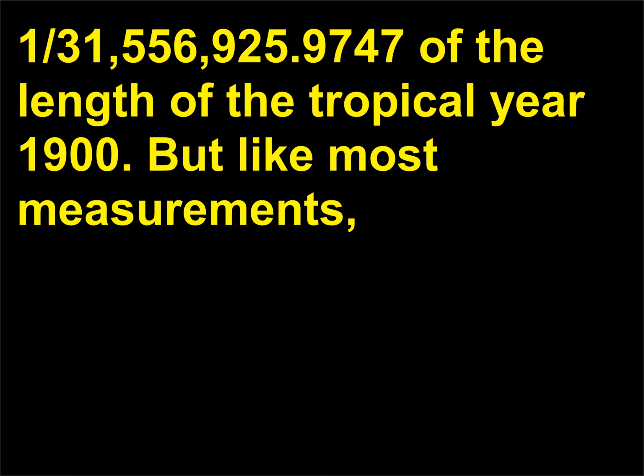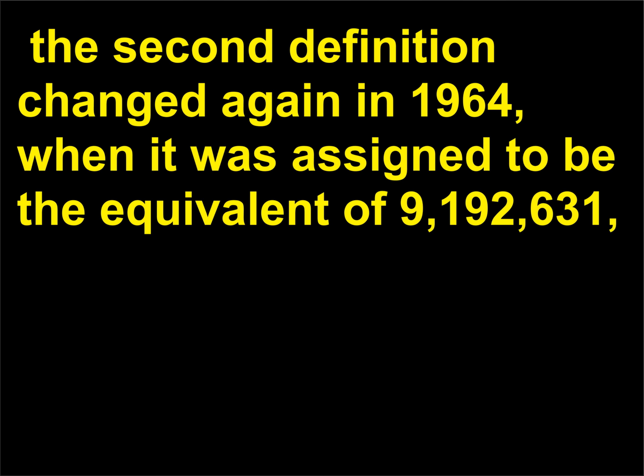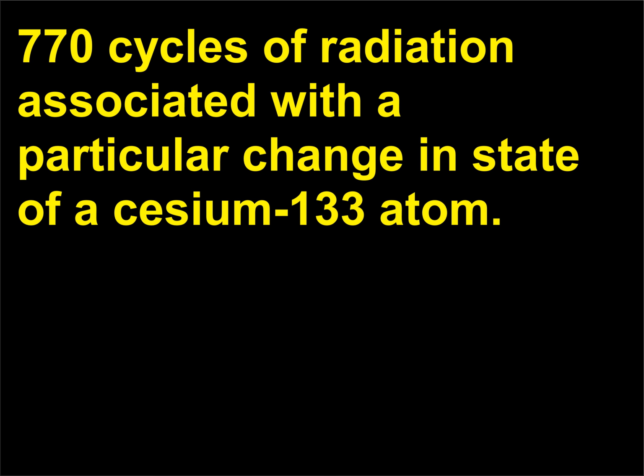But like most measurements, the second definition changed again in 1964, when it was assigned to be the equivalent of 9,192,631,770 cycles of radiation associated with a particular change in state of a cesium-133 atom.